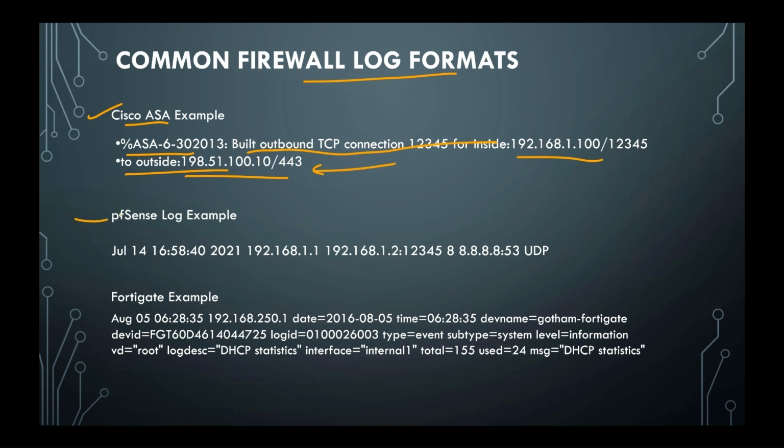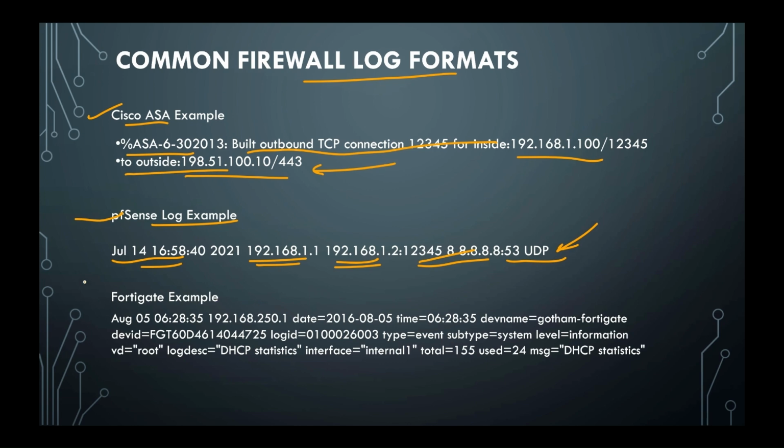Then we have a pfSense log example. So pfSense is another popular firewall appliance, and it logs traffic in a more detailed format like this. So you can see the time details and source, destination, port, etc., and the protocol details.